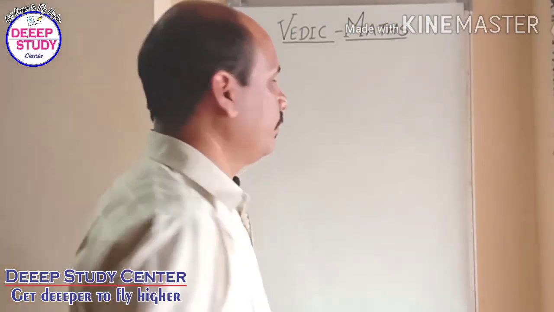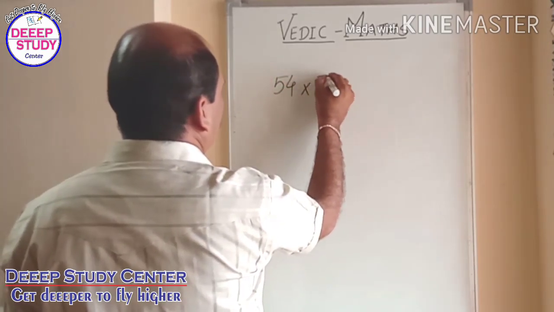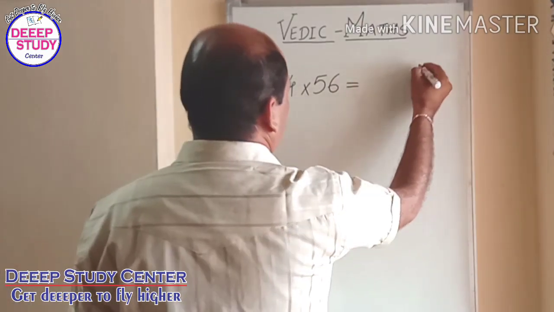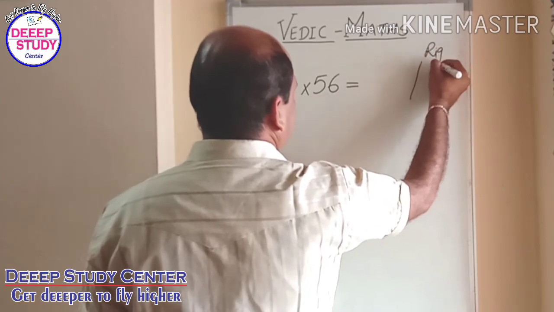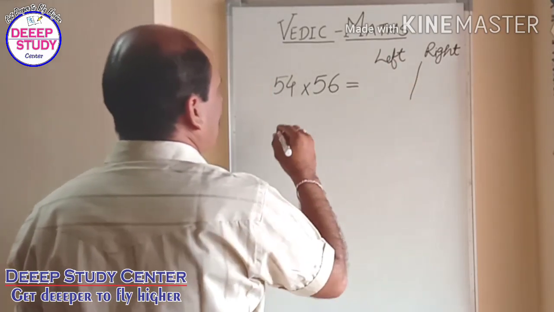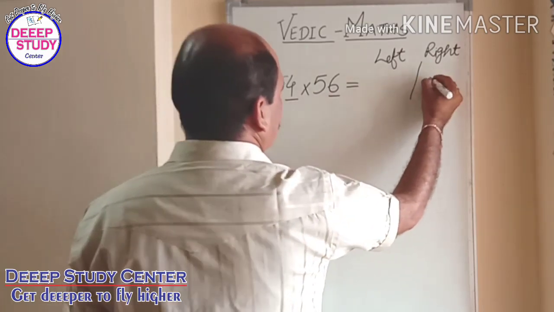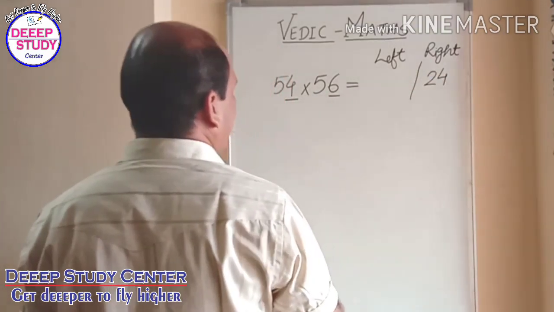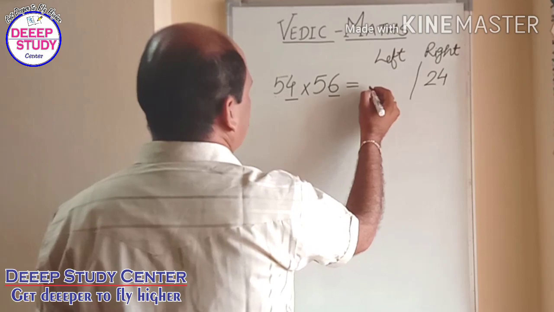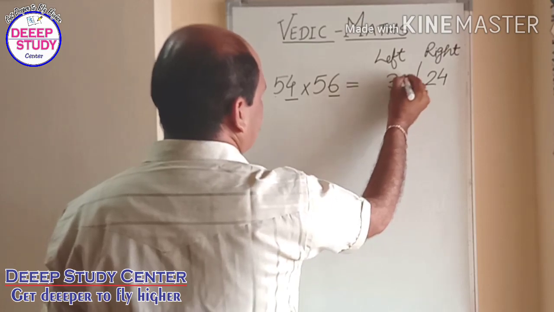Let's see another example. If you have to multiply 54 with 56, the answer has two parts. One is the right part and the other is the left part. In the right part, we multiply 4 with 6, which is 24, and on the left part, 5 is multiplied with its consecutive number, that is 6. 5 multiplied by 6 is 30.